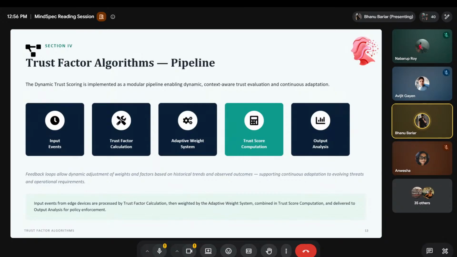And then comes the adaptive weight system. Instead of treating every factor equally, the framework adjusts their importance according to device type, deployment environment, and operational context. Once the weighted factors are obtained, they are combined into a single numeric trust score. Finally, this trust score is used for output analysis. The output is not simply stored, it is actively used by zero trust policies to determine whether the device should continue operation normally, undergo additional verification, receive restricted permissions, or be denied access completely.